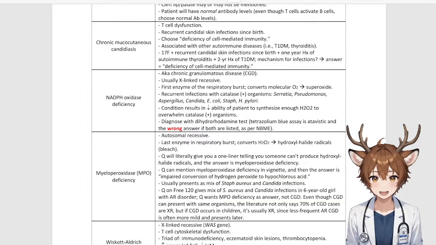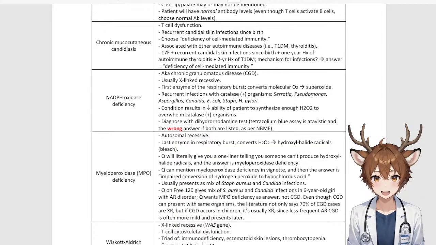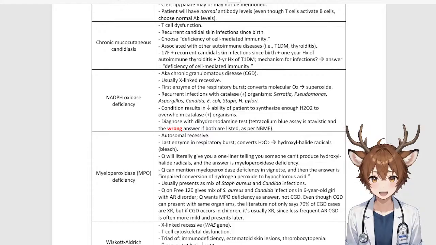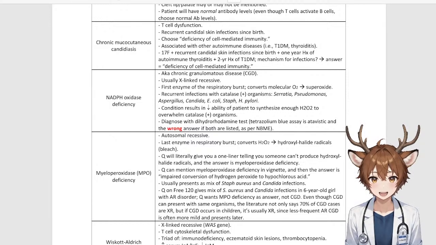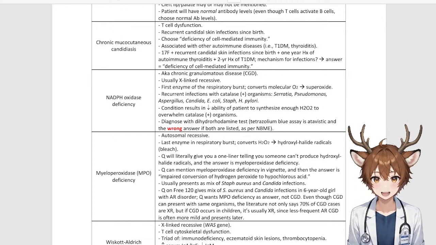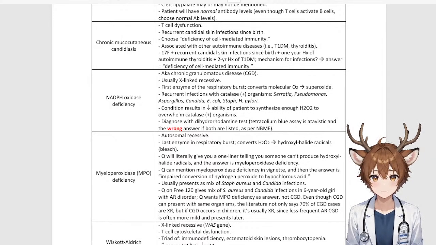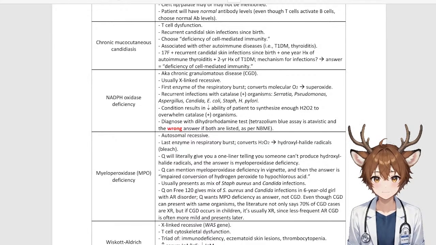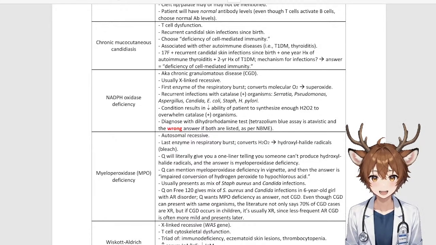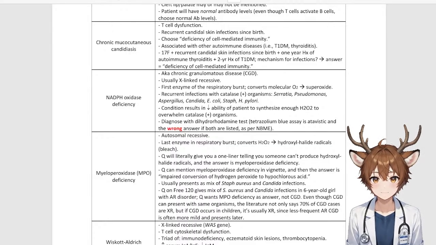NADPH oxidase deficiency, aka chronic granulomatous disease, CGD, usually X-linked recessive. It's the first enzyme of the respiratory burst, converting molecular O2 into superoxide. Recurrent infections with catalase-positive organisms: Serratia, Pseudomonas, Aspergillus, Candida, E. coli, Staph, and H. pylori. The condition results in a decreased ability of the patient to synthesize enough H2O2, which is I think a superoxide, to overwhelm the catalase-positive organisms.